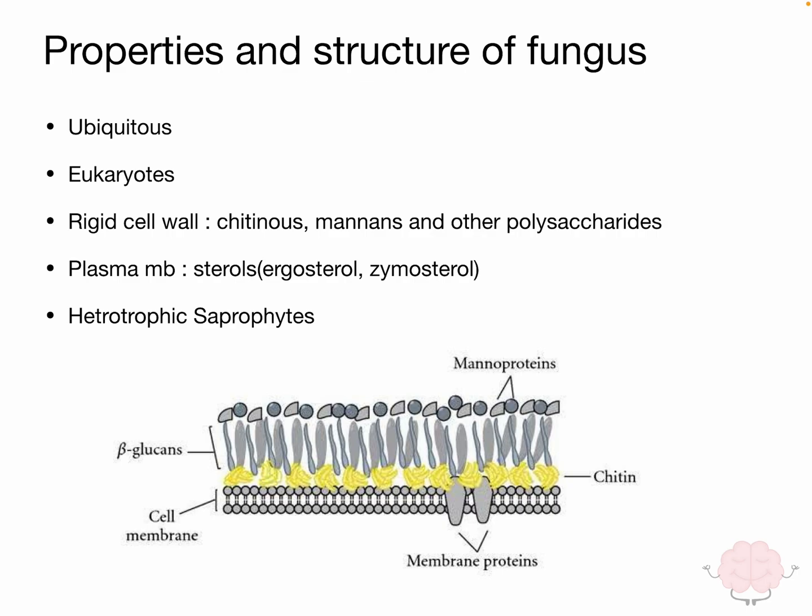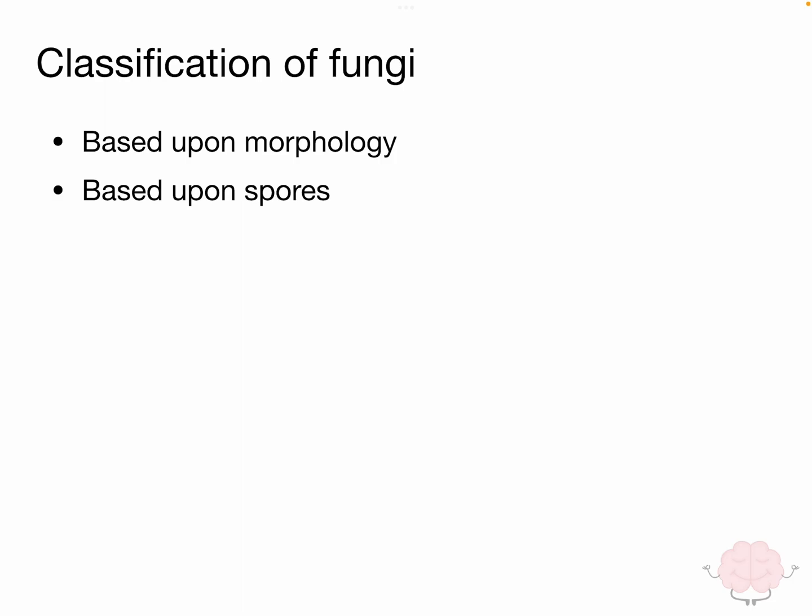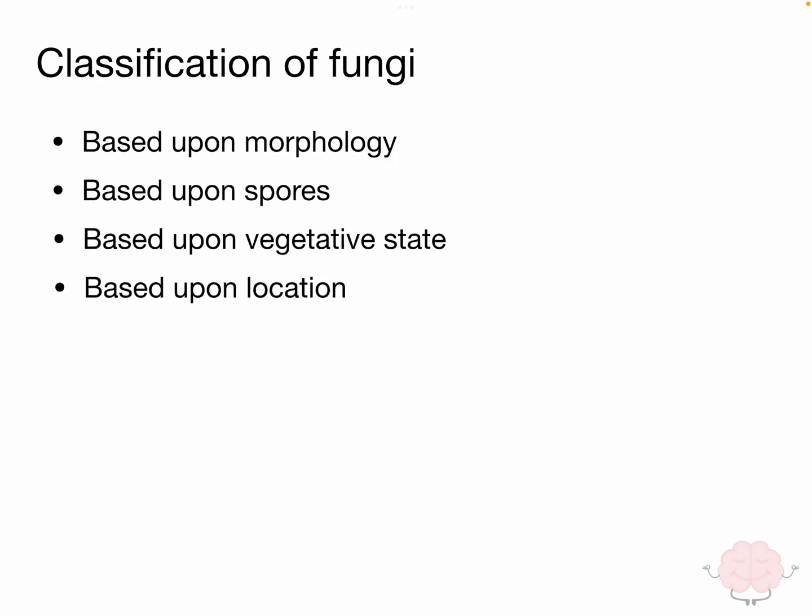The plasma membrane of the fungi consists of sterols, especially ergosterol and zymosterol. And lastly, they have a heterotrophic mode of nutrition, meaning they can be saprophytes or parasites. Now, classification of fungi. We've got various bases to classify. So first is based upon morphology, based upon spores, based upon vegetative state, and based upon location.